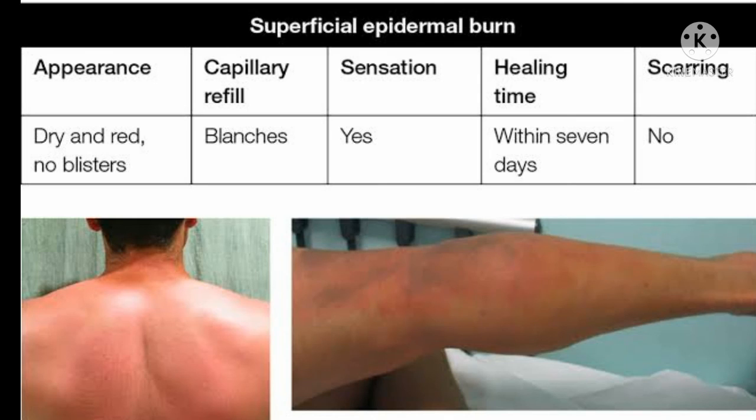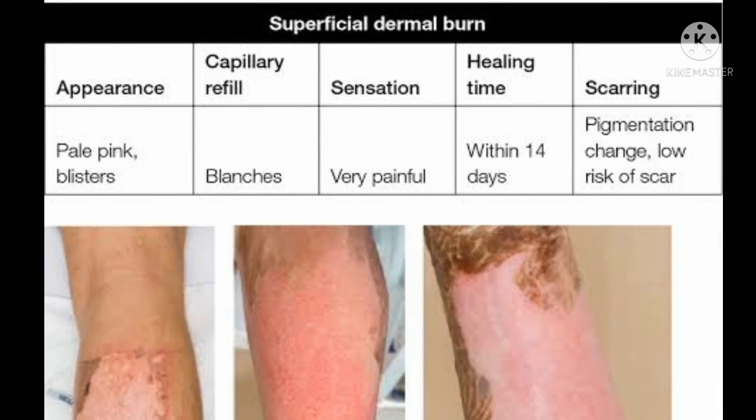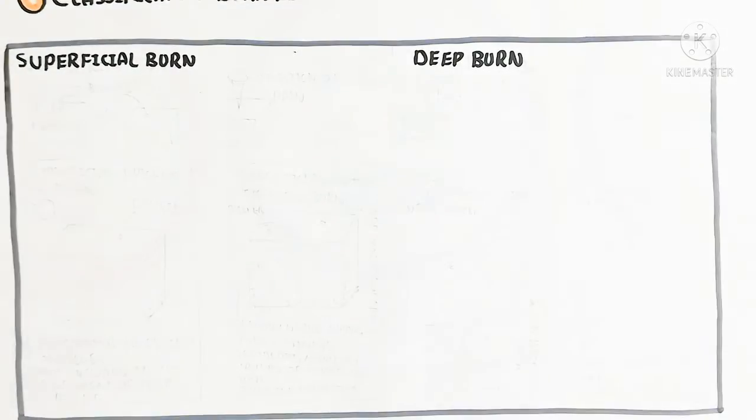Capillary refill occurs with blanching, sensation is present, and healing time is within 7 days, while scarring will not occur. Here is the superficial dermal burn, which appears as pale pink with blisters, capillary refill during blanching, very painful sensation, healing time of 14 days, pigmentation change, and low risk of scar.